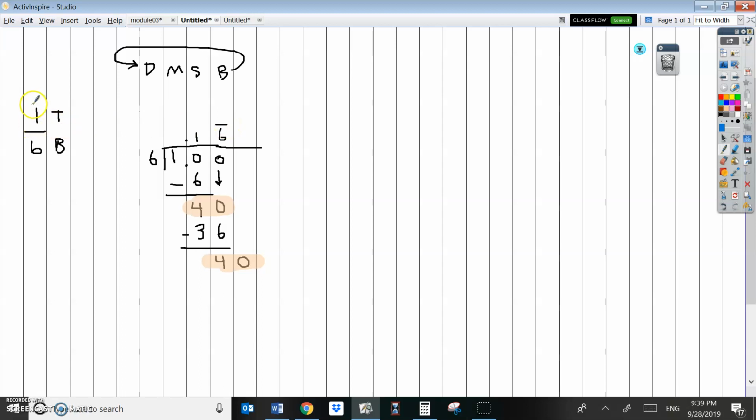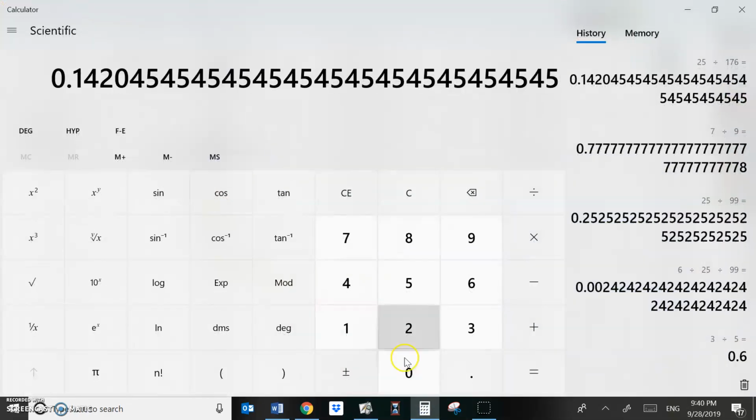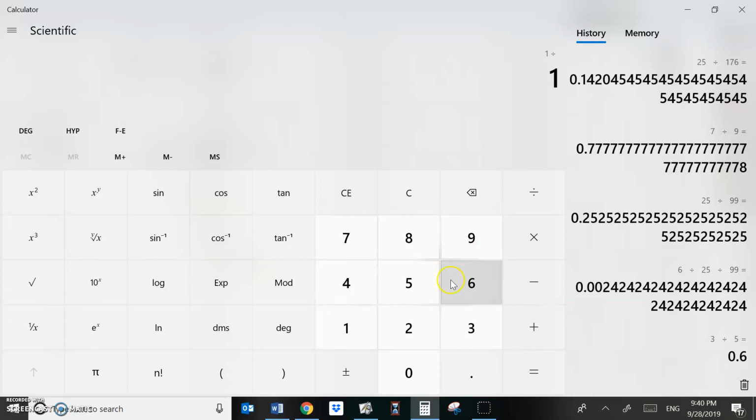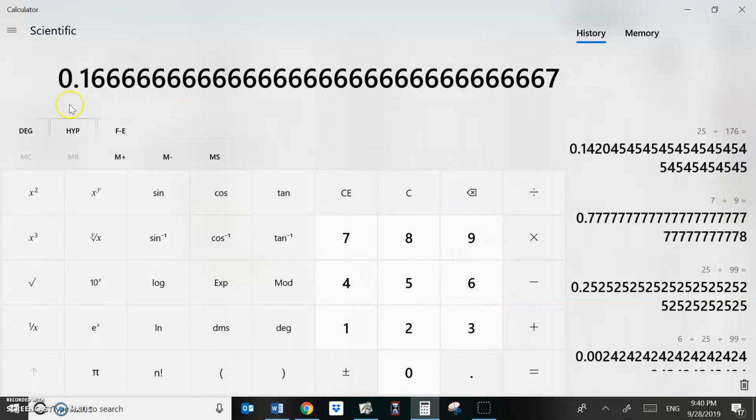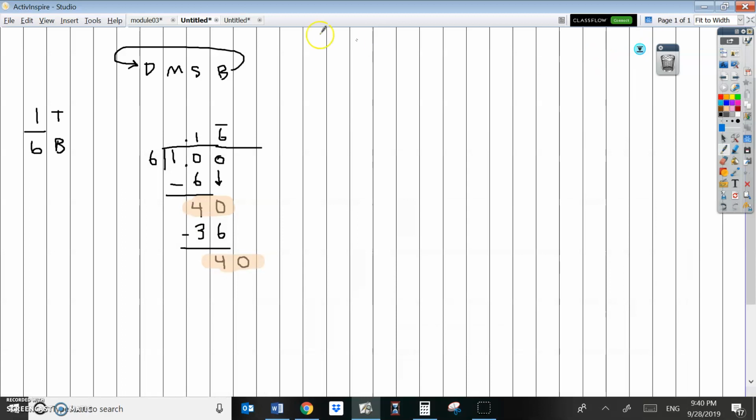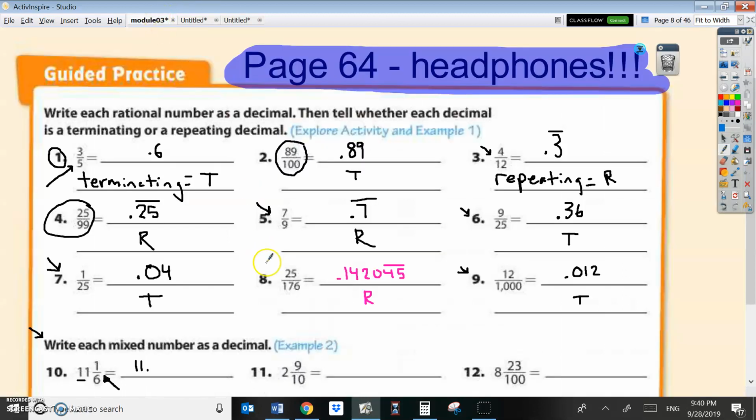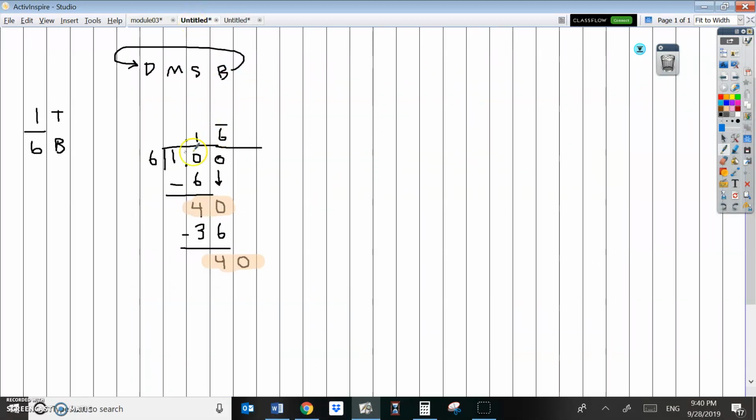Look on a calculator. 1 divided by 6 equals 0.16 repeating. Why is it a 7 here? My calculator just runs out of room, so it rounds up that last digit. Okay, so it was 0.16 repeating.